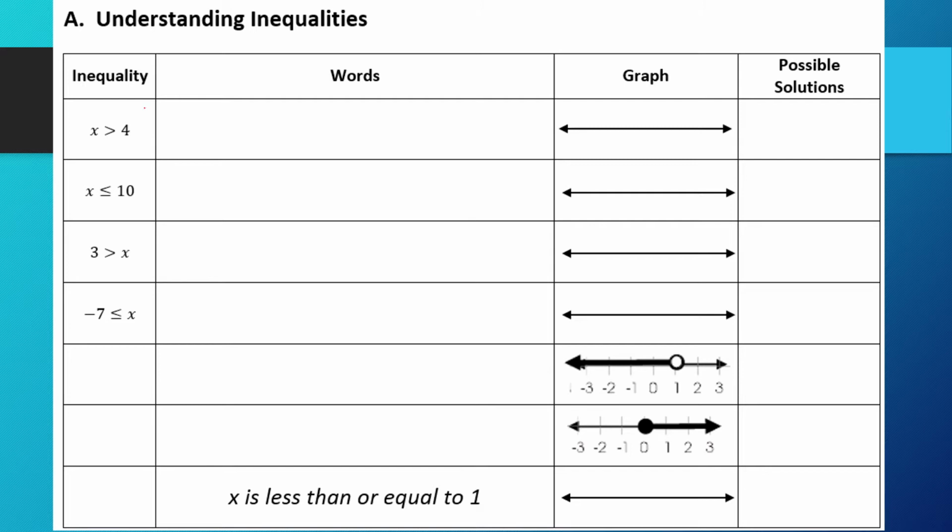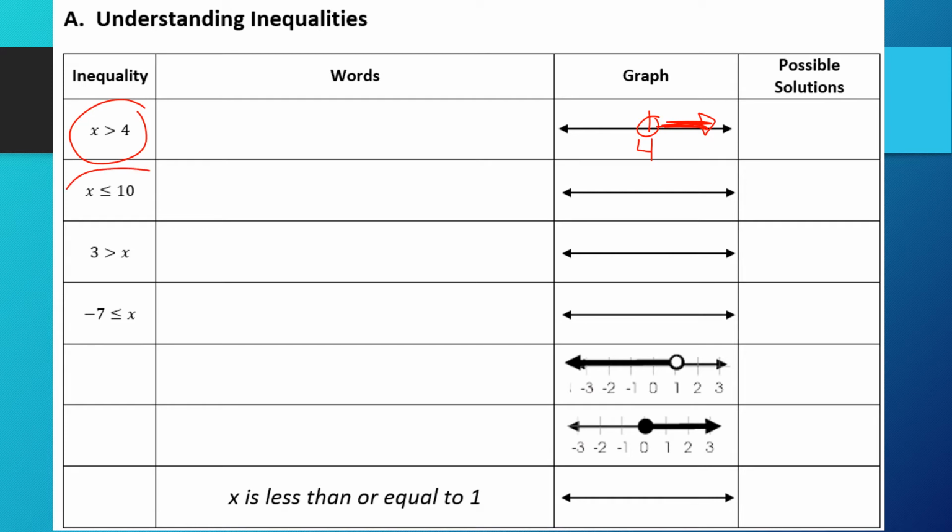When I have x is greater than 4, on a graph I would just put the number 4. It would be an open circle. It cannot equal that, so I don't fill it in, but then the numbers greater than 4 on the number line are to the right towards the positive. So that would be how I would graph that.